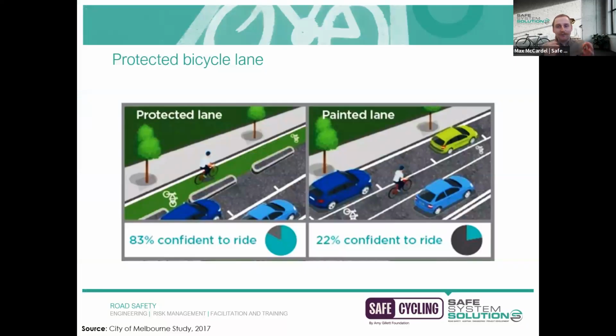Now, before we get into all the details of the protected bicycle lane, just a bit of a reflection on why we would be advocating for this. The City of Melbourne conducted a study for not just cyclists, but general people within the community about how they felt riding in different cycling facilities. And the protected bicycle lane, 83% of people said that they felt comfortable or confident riding in that environment, which is quite a significant number. Our on-road bicycle lanes next to that dooring zone was only 22%.